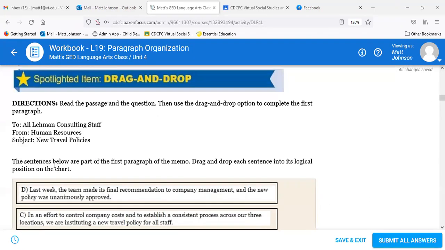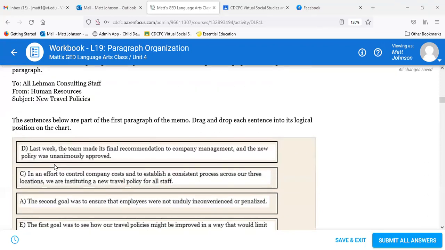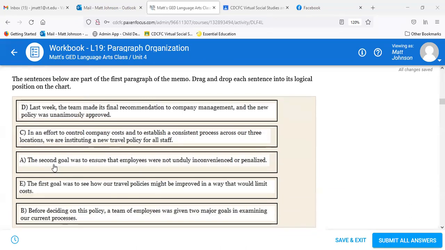And so now we're going to organize our paragraph. We got a bunch of sentences here. We're going to straighten them out so we have a good paragraph structure. So looking at our sentences here.